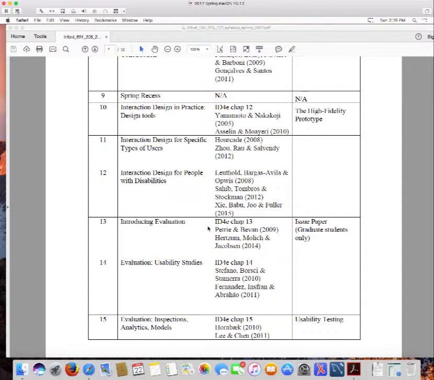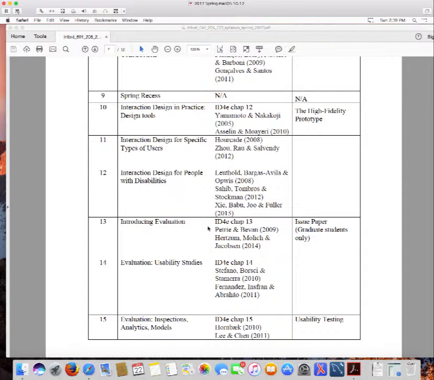Week 11. Interaction design for specific types of users. Okay. And that's not going to be associated with a particular chapter of the text, but with our article reading. So we've got 2 articles on that. Week 12, interaction design for people with disabilities. Again, we don't have a particular chapter on that, but we've got 3 papers to read.